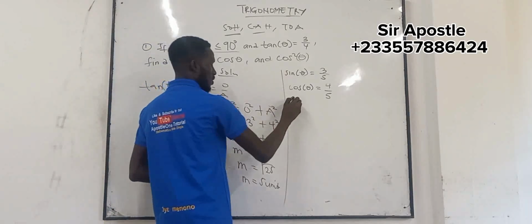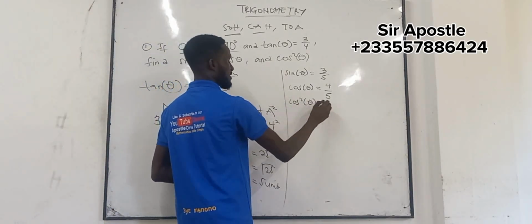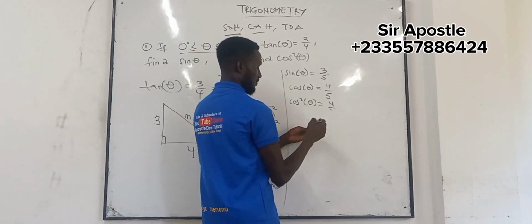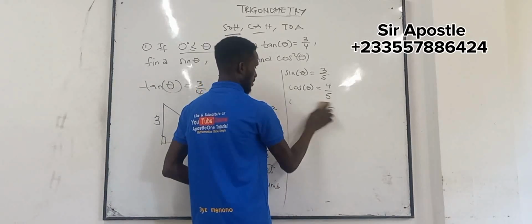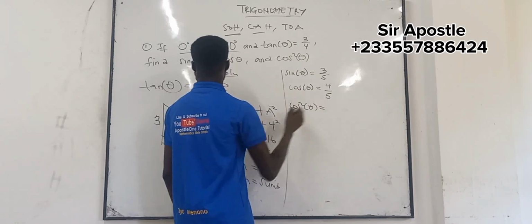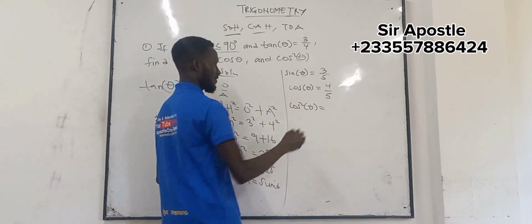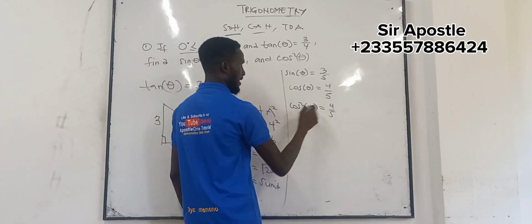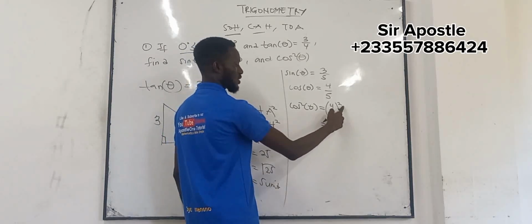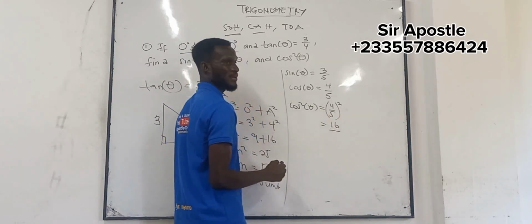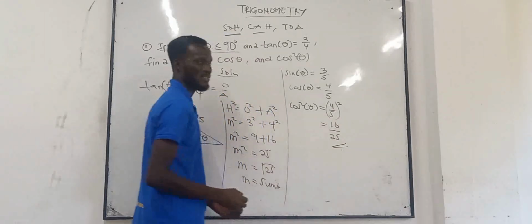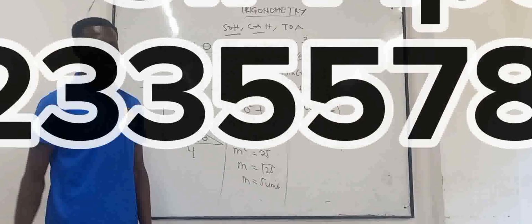Now the next one is cos square theta. It means that we have to square the cos. The cos is 4 out of 5. So I'm going to write 4 out of 5, and it is squared, so I have to square this one. What is 4 squared? The square will affect the 4. 4 squared is 16. The square will affect the 5. 5 squared is 25. So this is the solution to this particular question.